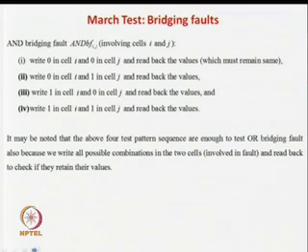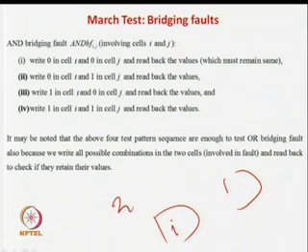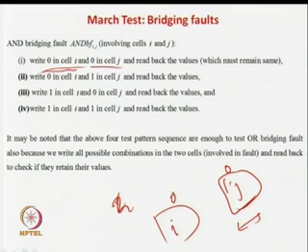So what you do is a very simple idea. Again this is I, this is J. So these are bridging faults, so both of them may have an effect. You write 0, read 0, write 0, read 0, and again go back. So write 0 in cell I, 0 in cell J, you write both of these things and read back the values, which must remain.